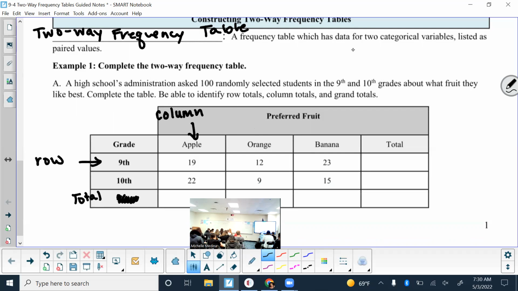All right, so just like how we had that frequency table above, the total row should be how many 9th graders were surveyed. So what do we have to do to figure that out? Add these three numbers together. What's 19 plus 12 plus 23? Not 44, 54.